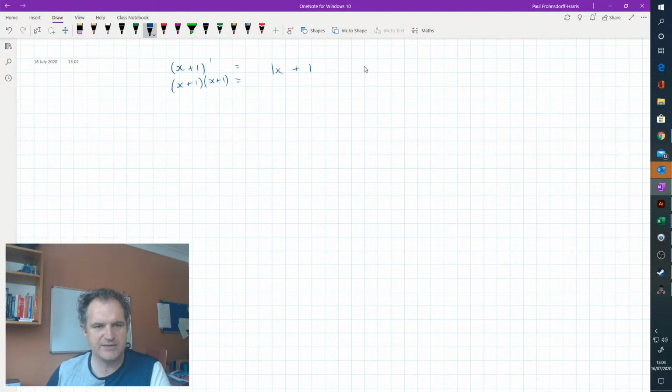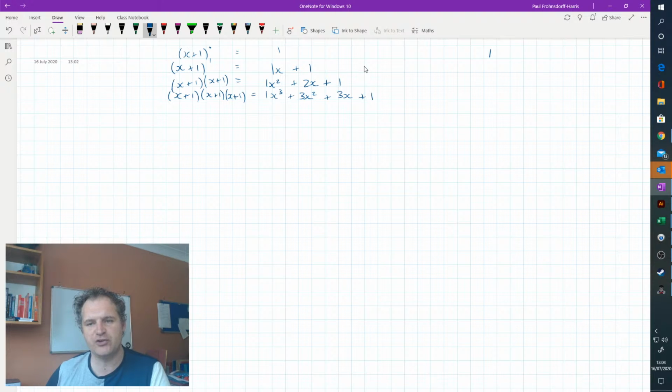If I expand x plus 1 squared, I actually will get one lot of x squared, two lots of x, and 1. If I expand x plus 1, x plus 1, x plus 1, I will eventually get one lot of x cubed, three lots of x squared, three lots of x, and 1. And in fact, if I do x plus 1 to the power 0, I also get 1.